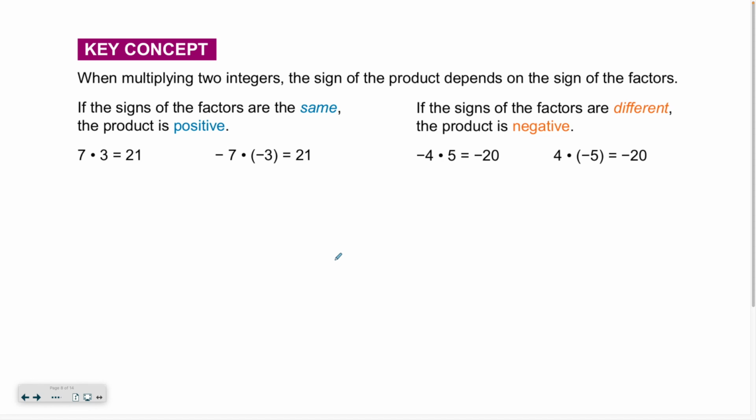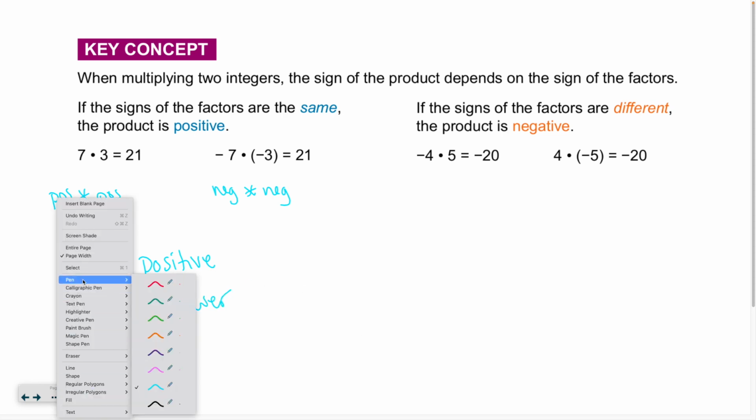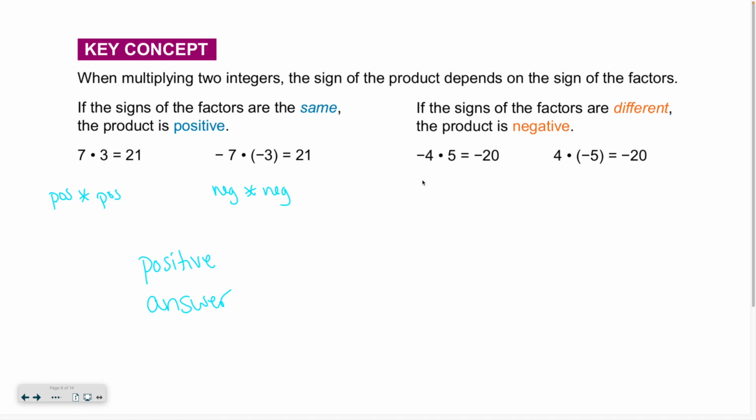It just reminds you that if the signs are the same, meaning a positive times a positive or a negative times a negative, it's going to equal a positive answer. And then the other side talks about how if you have one of each, so we have a negative times a positive or a positive times a negative, because remember order doesn't matter, you're going to have a negative answer.